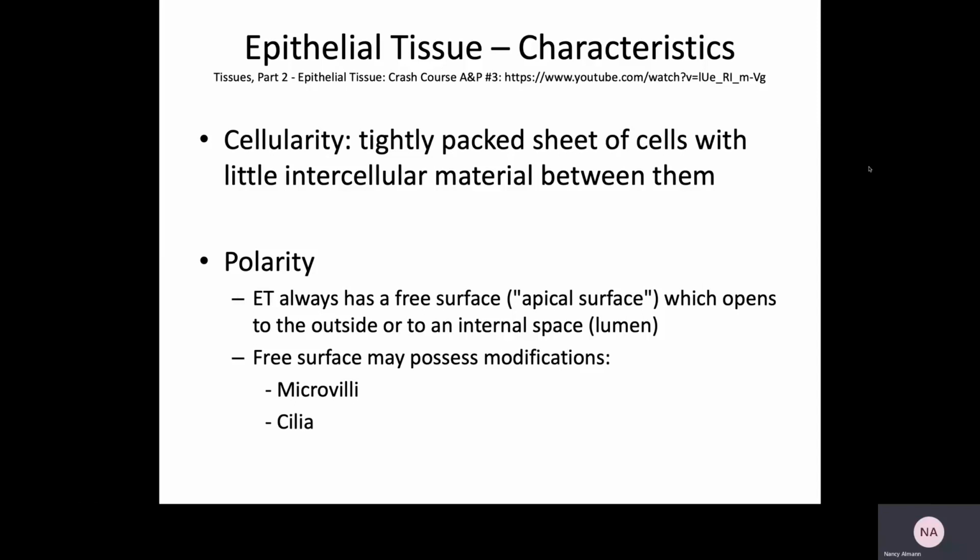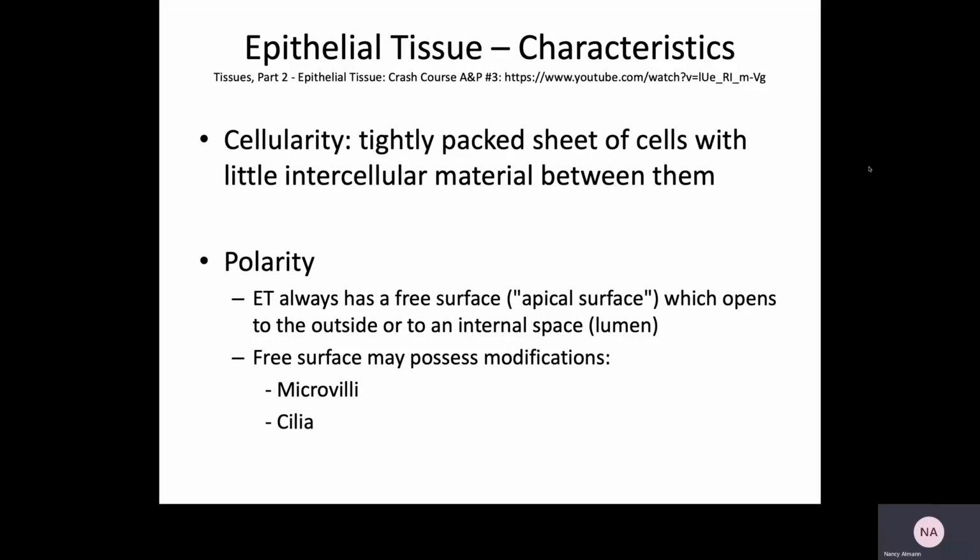In addition, epithelial tissue will always have an apical surface, which means that there is going to be one surface that will open to the outside or to an internal space, and the internal space of a vessel is known as a lumen. So the area that blood travels through blood vessels is known as a lumen, and the space that you find within kidney tubules is a lumen, and the internal space through which food moves through your digestive tract is also known as a lumen.